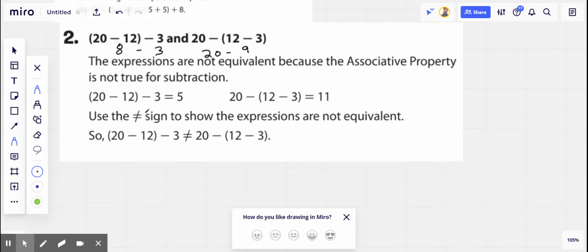All right, use this sign, which means not equivalent, not equal, to show the expressions are not equivalent. So that means that these are not equivalent. So we would use this sign right here. Okay, not equivalent. Let me ask you this, what property were they supposed to be using? Well, we talked about the associative property in the last one, but we were adding, right? So that's why they're not equivalent, because the associative property is not true for subtraction. Okay, we can add and multiply all day long with the associative property, but when we subtract, it does not count.